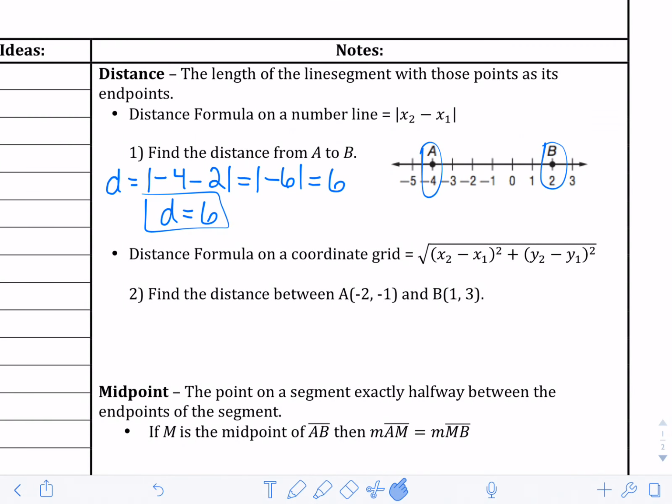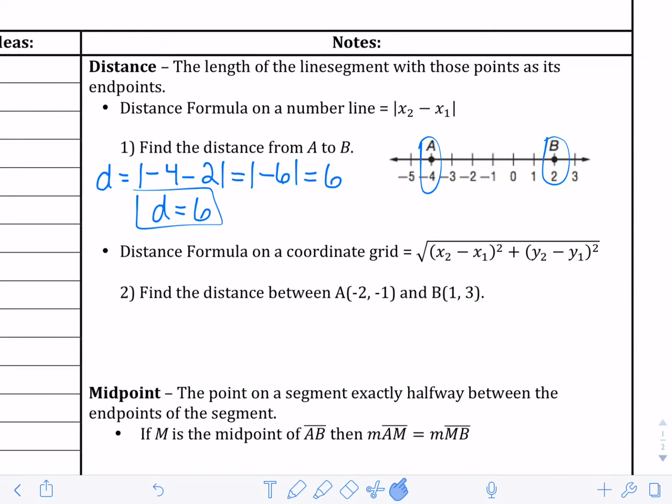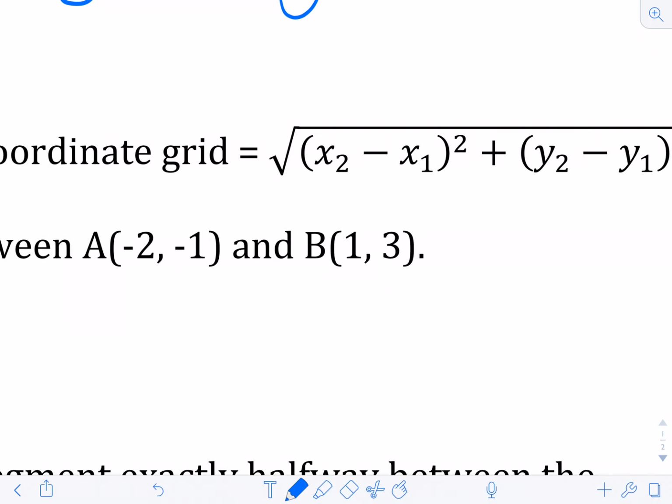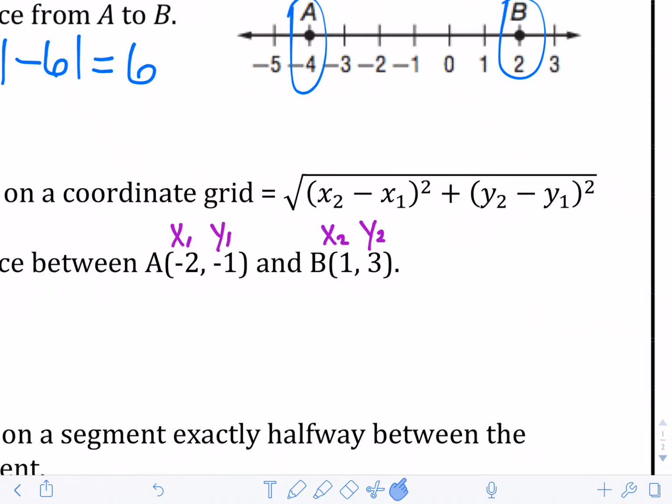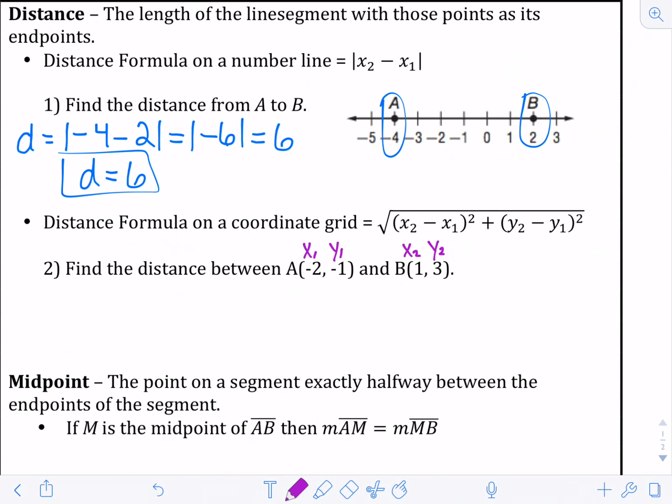Distance formula on a coordinate grid. Here you can't just have it on a number line where you count. Instead, you have to use this distance formula. You will use this distance formula a whole lot. It says find the distance between A that's located on a coordinate grid at -2, -1, and B is located at 1, 3. First thing you want to do here is label these x1, y1, x2, and y2. Okay, so now I'm going to go ahead and plug this into my formula.